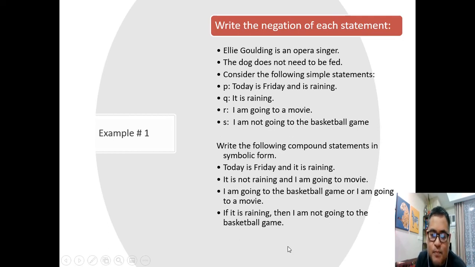So that means Q, okay, what is your answer by the way? Type your answer. Okay. Q, arrowhead going to tilde S, I am not going to the basketball game. May I see if you are correct? Okay, very good. So that is correct.